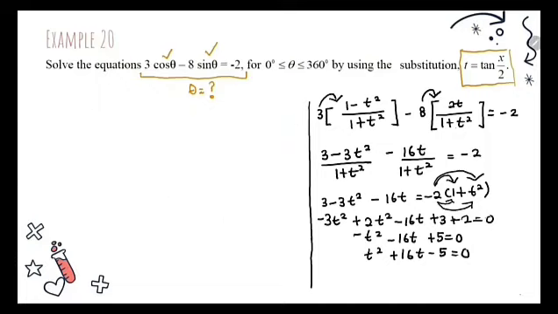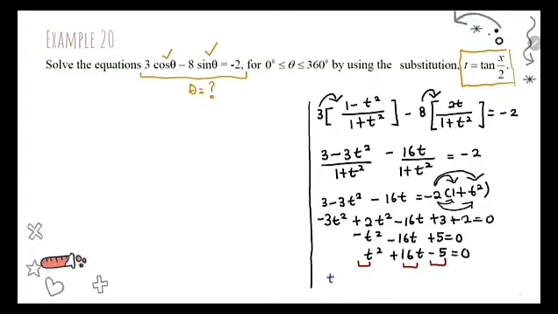So what we're going to do next, we're going to key in the values of a, b and c into the quadratic equation, and we're going to find the value of t. So we're going to factorize this using the calculator. Once you key in 1, 16 and -5, you will be getting two values of t.